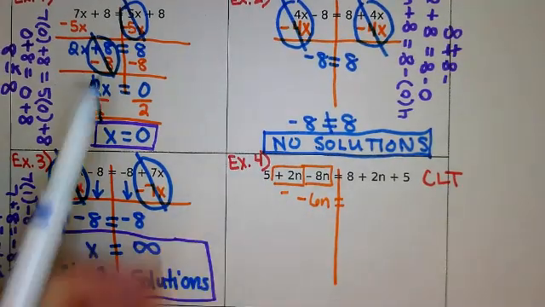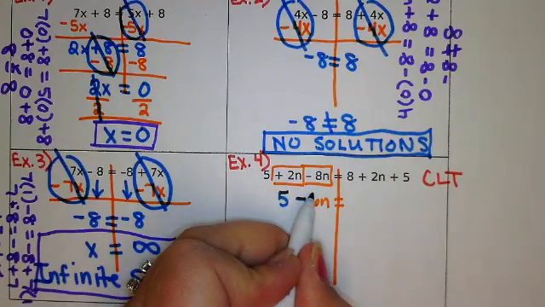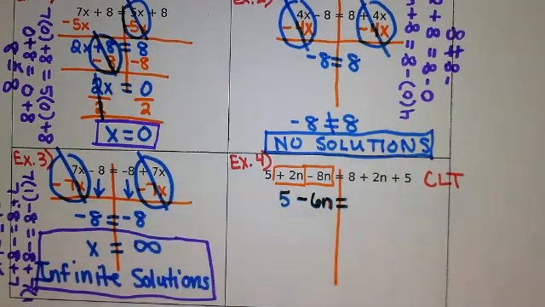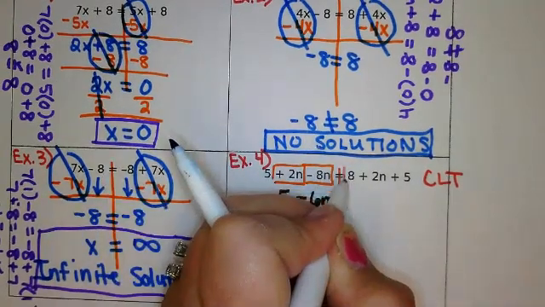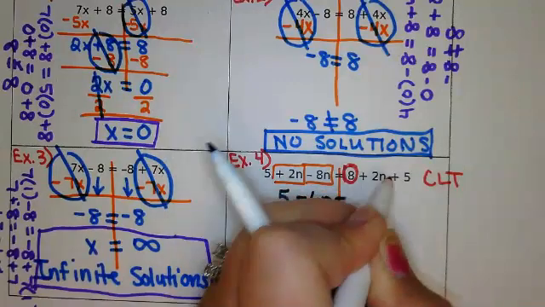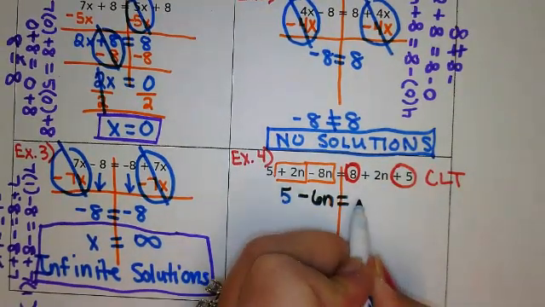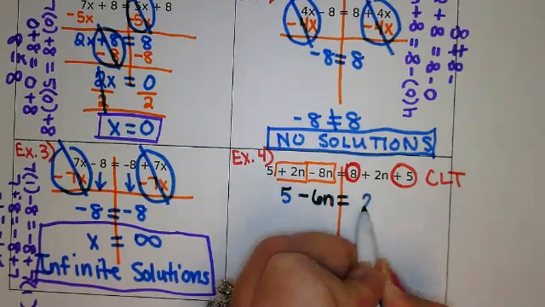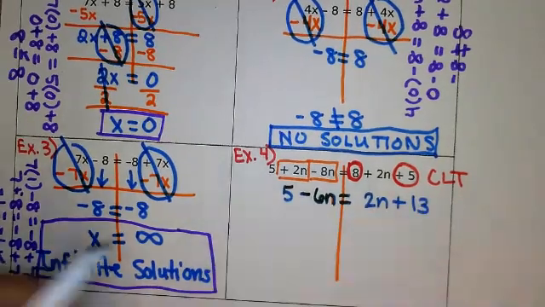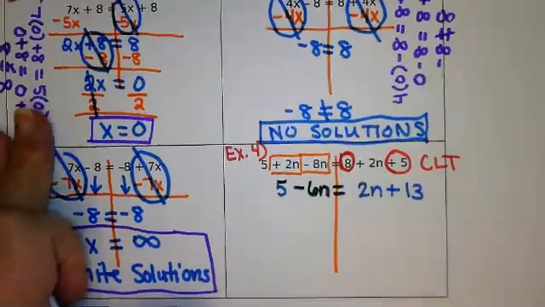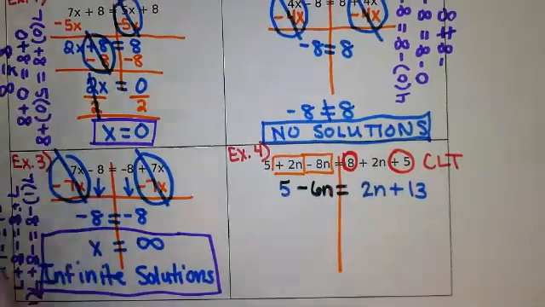And yes, I'm going to change my color. There we go. 5 minus 6n equals, and over here I have a plus 8 or a positive 8 and a positive 5. So that is going to give me a positive 13. So I can put 2n plus 13, or I could put 13 plus 2n. Mean the same thing. Commutative property. Remember, it doesn't matter what order you add.